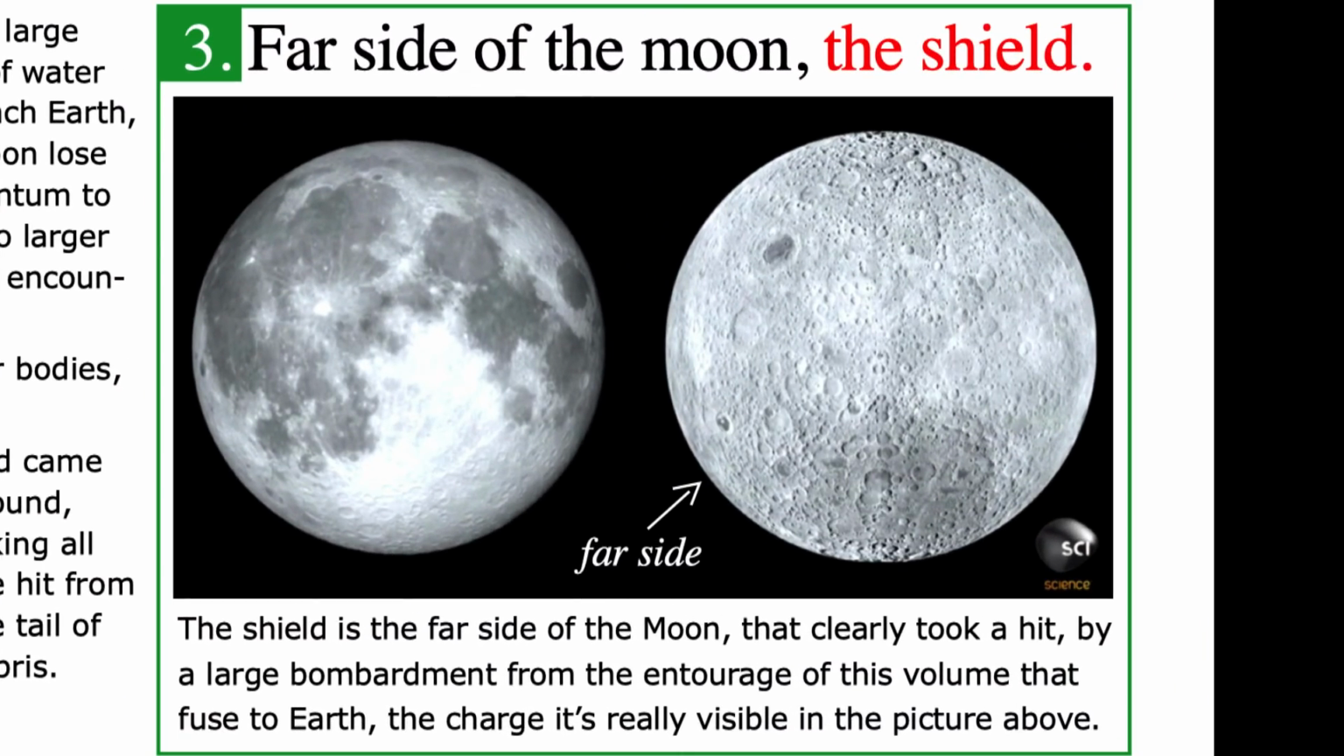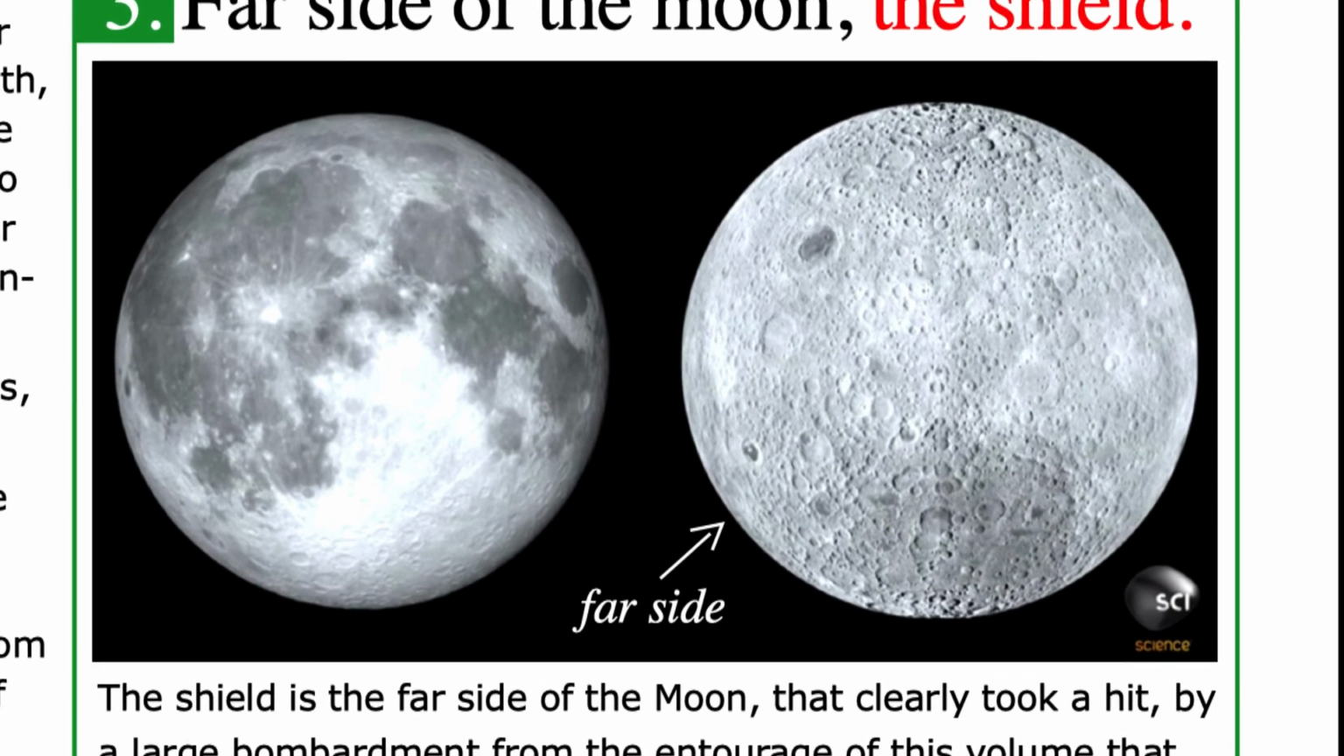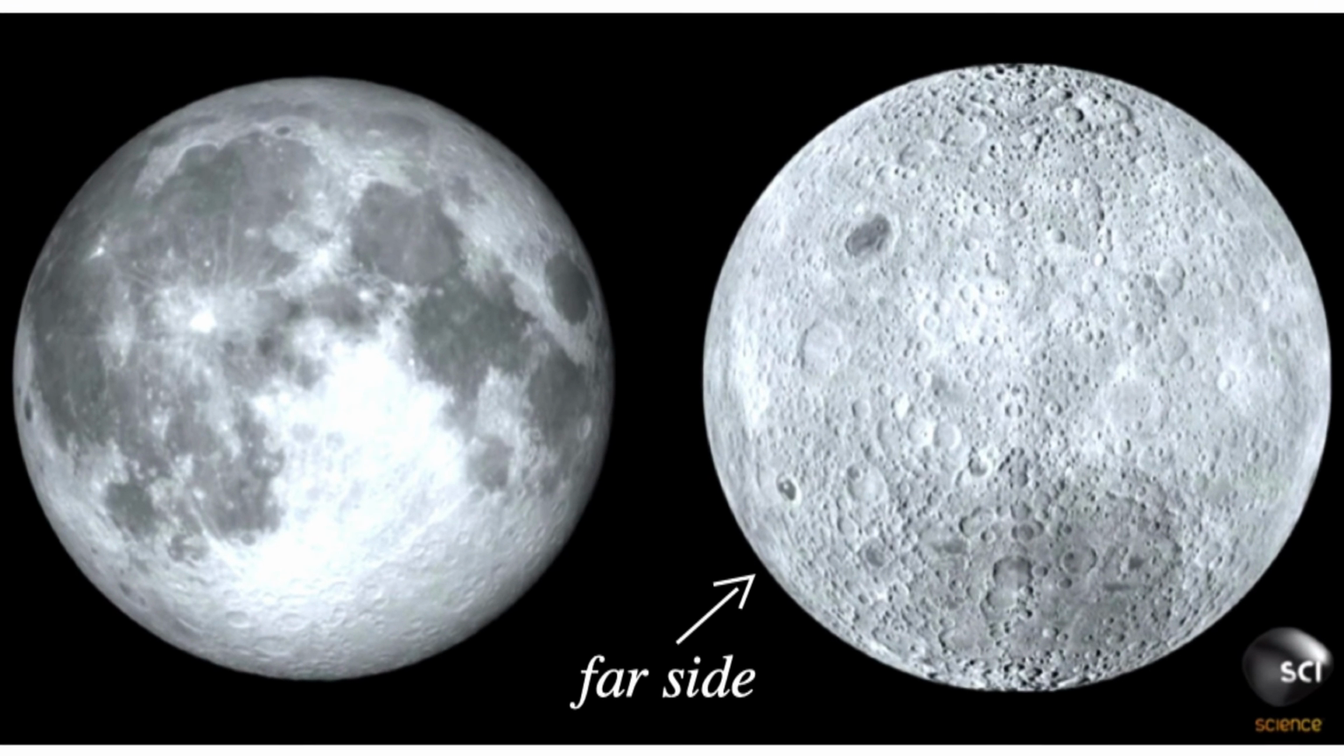Number 3. Far side of the moon, the shield. The shield is the far side of the moon that clearly took a hit by a large bombardment from the entourage of this volume that fused to Earth. The charge is really visible in the picture above.